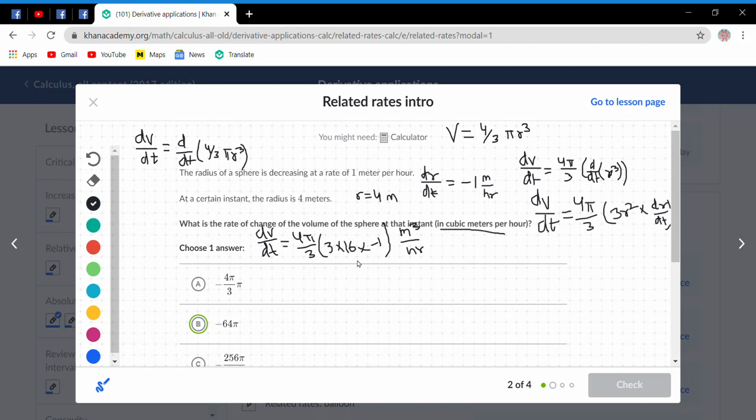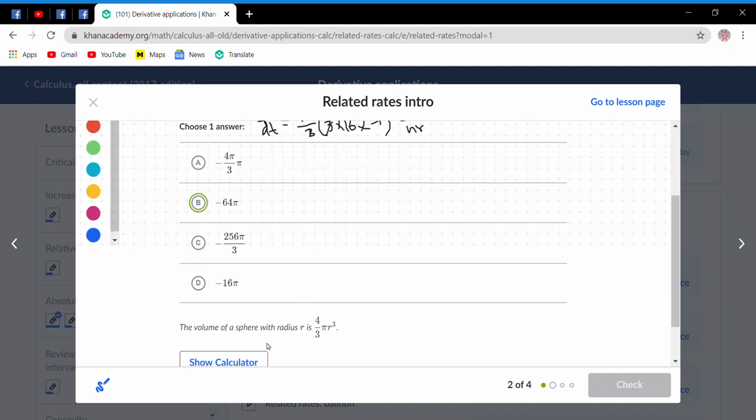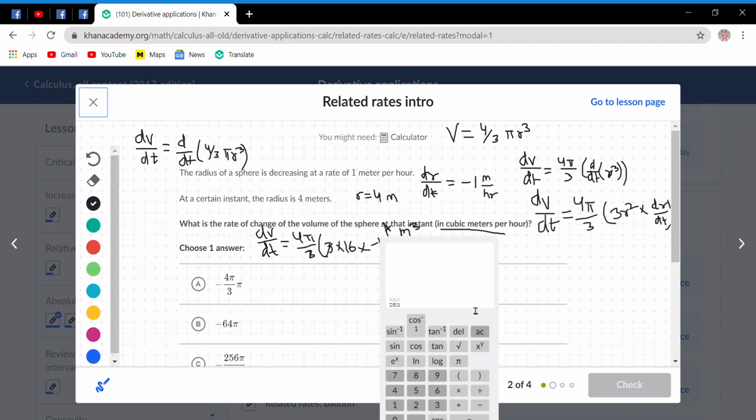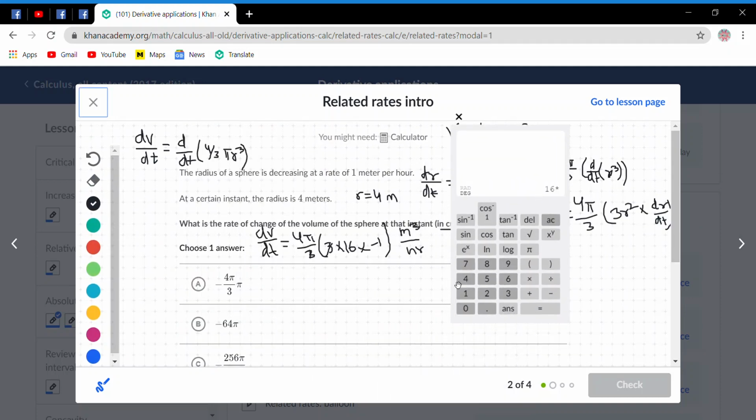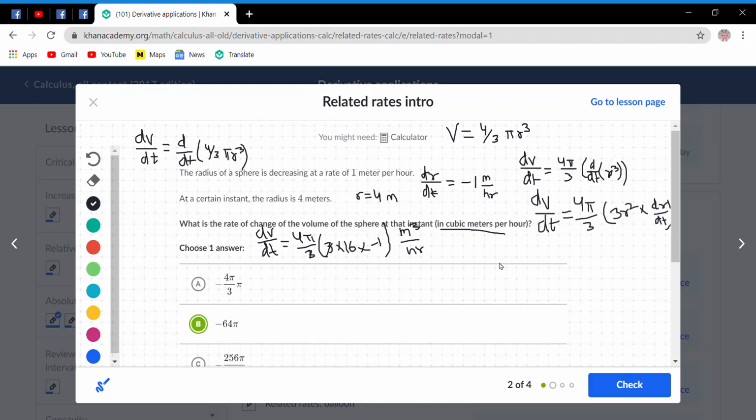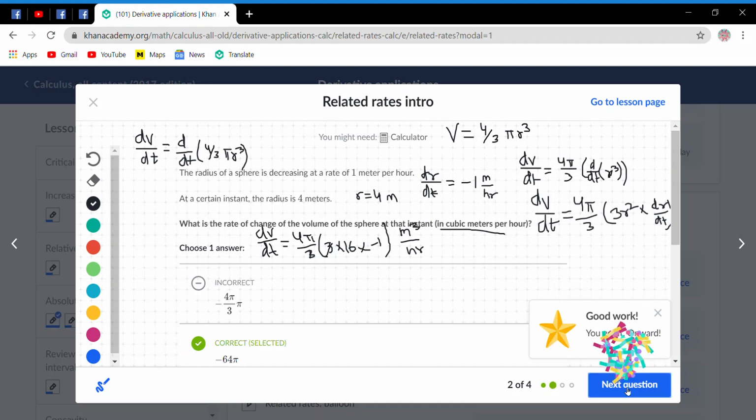So let's solve this. The 3 cancels with this. 4 times 16 times -1. This will be negative. So put out the calculator. 16 times 4 is equal to 64. 64 times -1 is -64. So -64 pi meters cubed per hour at that instant, when the radius equals 4 meters.